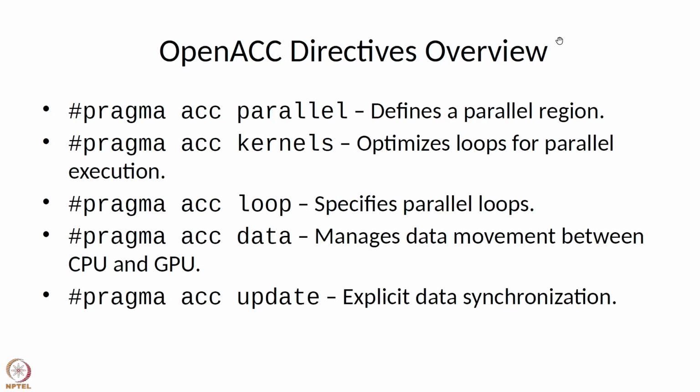What are the different directives that can be used in OpenACC? It's similar to OpenMP in some sense, but the bigger advantage of OpenACC is the fact that it can offload things to GPUs. For example, you have #pragma acc parallel, which defines a parallel region. You also have #pragma acc kernels, which optimizes loops for parallel execution. acc loop specifies parallel loops. The acc data directive manages the data movement between the host and the device. And acc update does explicit data synchronization.